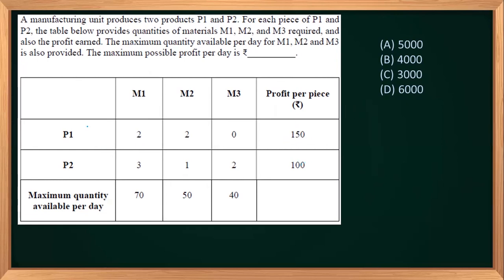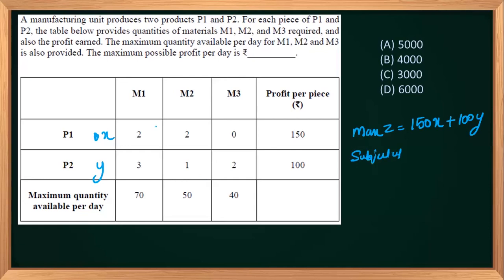Suppose we produce X units of P1 and Y units of P2. Now we can formulate our maximization problem. It's a profit problem. So maximization of Z, what will be Z? It will be 150 into X plus 100 into Y. This is the maximization problem, and we have to maximize this one, right? What will be the constraints subjected to?